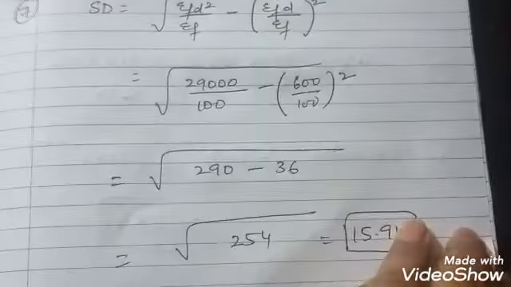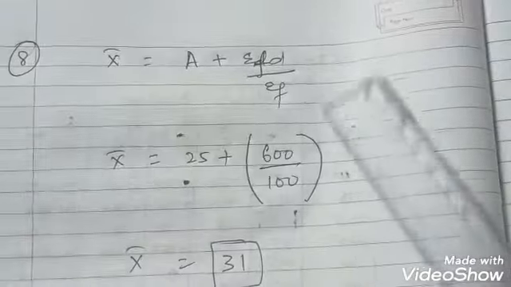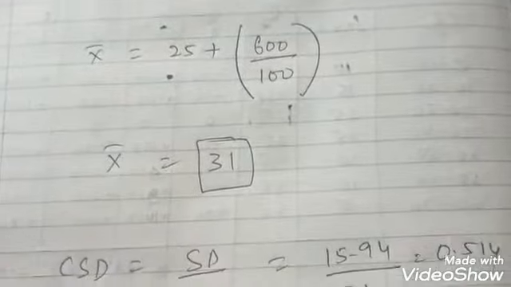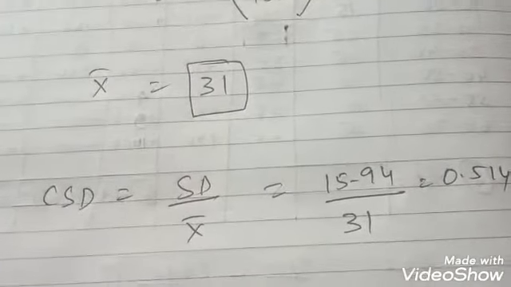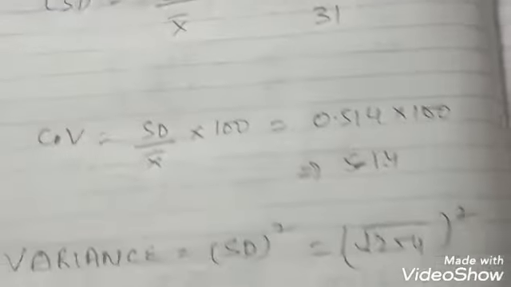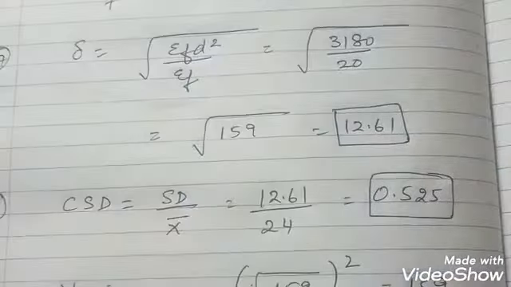If you're asked only SD, then your sum is over. But if you're asked CSD, then what is it that you need to do? You need to calculate the actual mean. You very well know how to calculate actual mean by now. X bar is equal to 31. Then CSD is 0.51. And then CV and variance formulas remain the same. You just have to post the values. I'll quickly show you a recap of this method again.